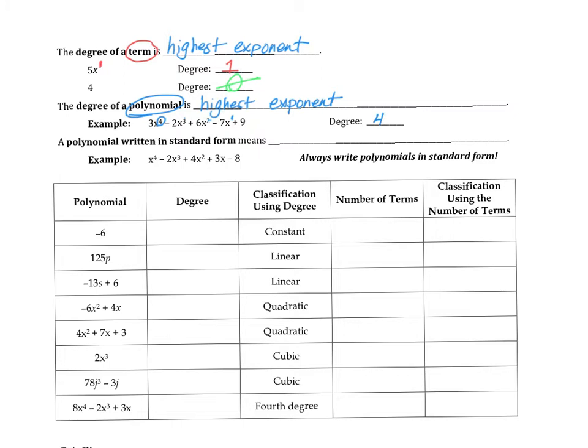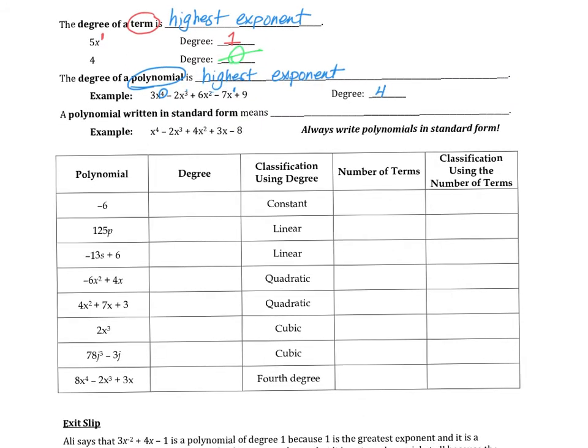Now, I would like to make one thing very, very, very clear. These polynomials are not always going to be in order. So do not make the mistake of saying, oh, it's the first exponent that I see. No, these are not always going to be in order. So make sure if you don't have them in order, you put them in order first, and then you select your highest degree or your highest exponent.